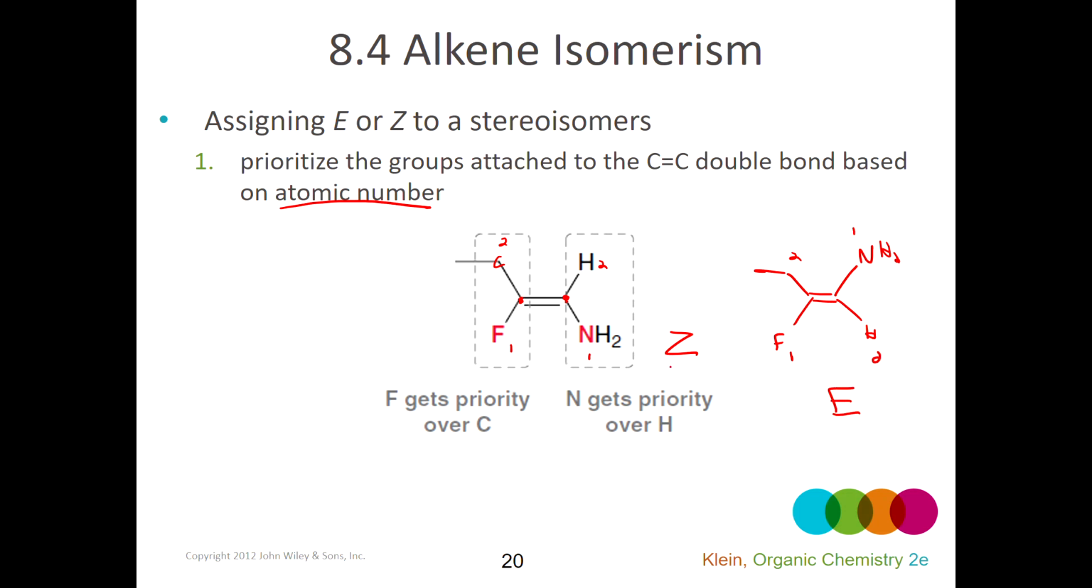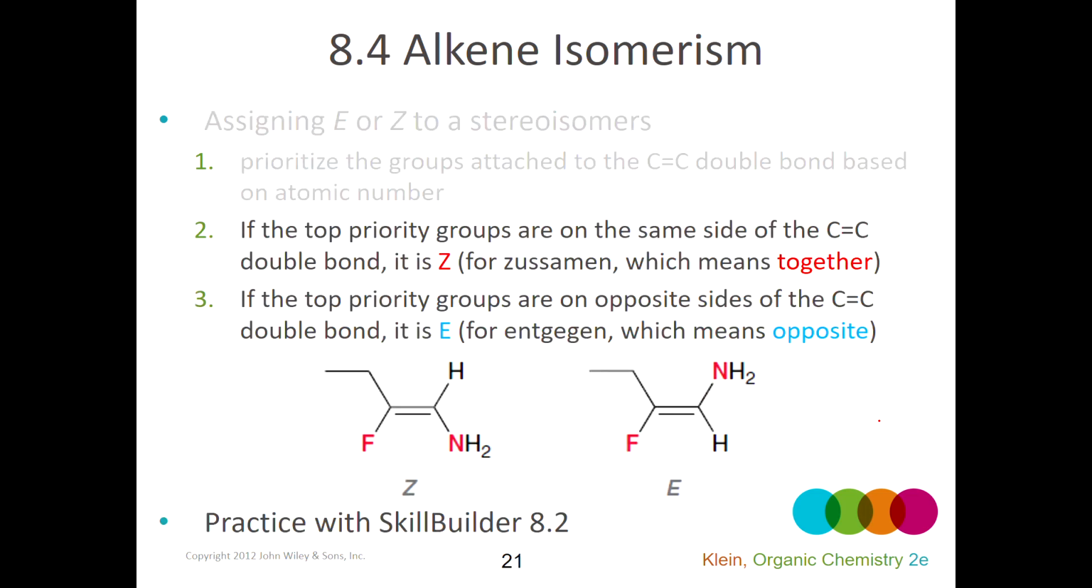So where do these letters E and Z come from? Well, they come from these German terms that I'm not even sure exactly how to pronounce for sure, but the word zusammen means together, and the word entgegen means opposite. Since we're not German speakers, it's probably going to be difficult to remember. So you need some way to remember that Z means the two priority groups are on the same side, and that E means they're on opposite sides.